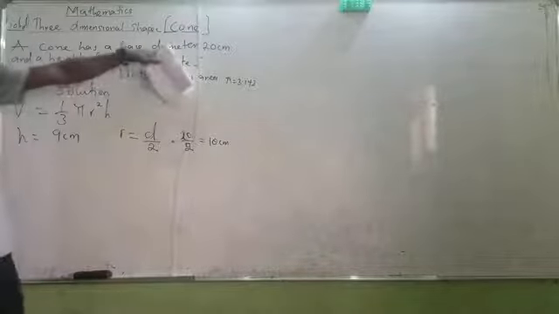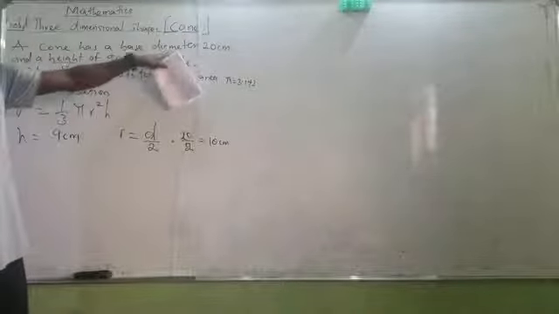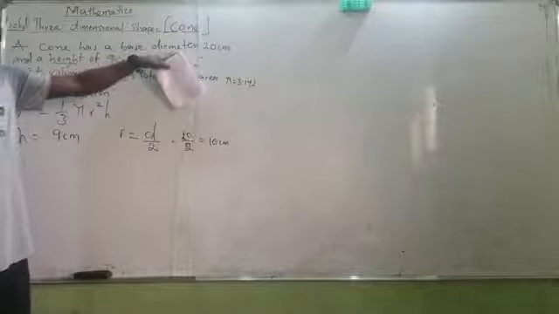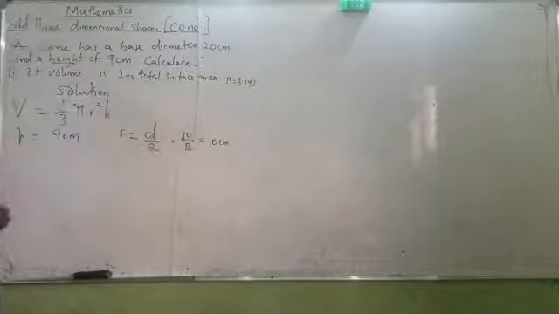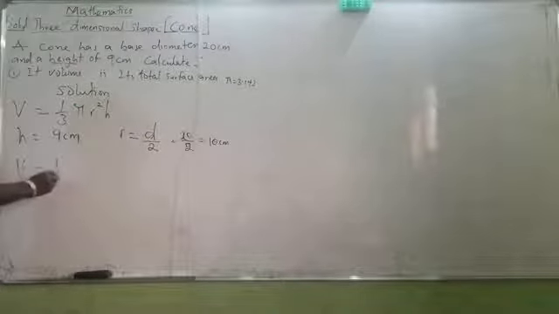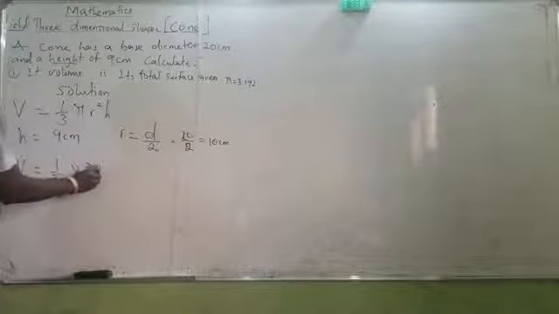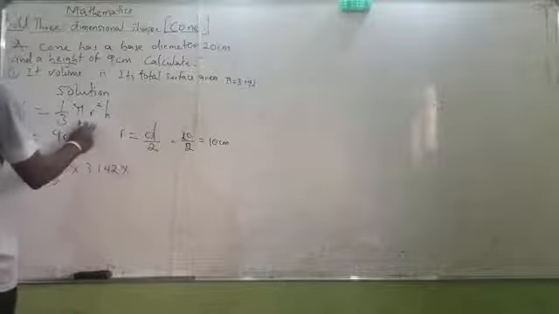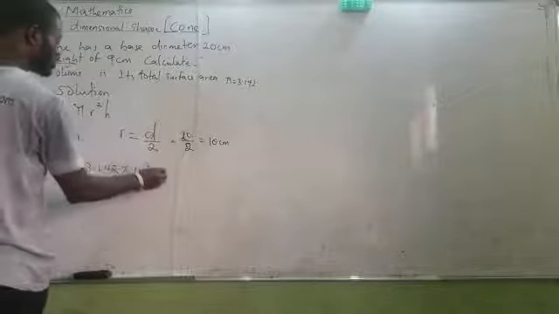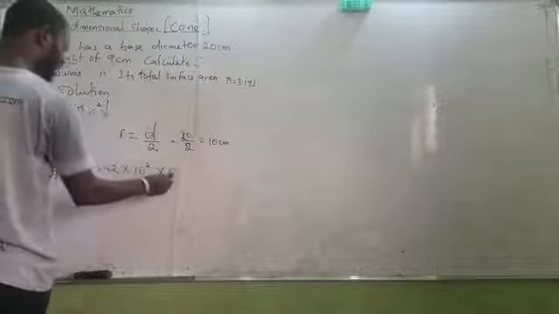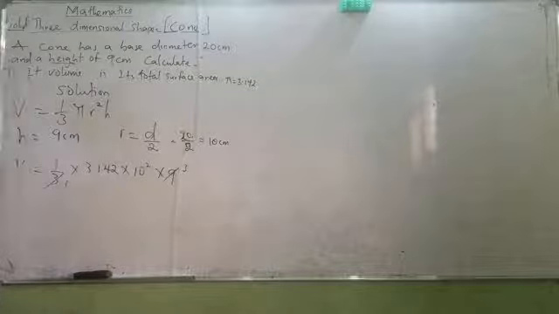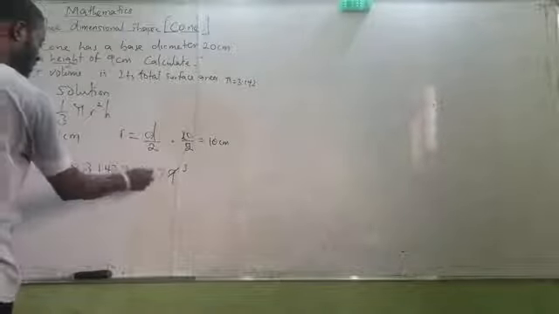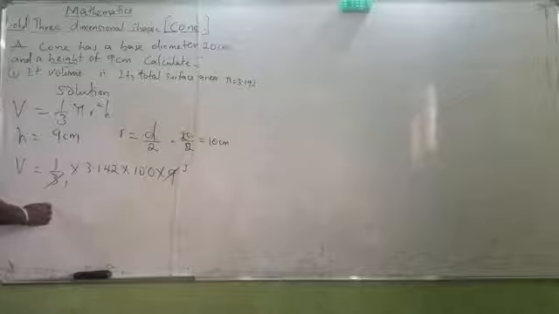The question came as a diameter, not a radius. Now, my radius equals 10 centimeters. I can also say that my volume equals one third multiplied by 3.142 multiplied by 10 squared multiplied by the height, which is 9. Here 1 over 3 cancels with 9, and here will be 100. Take note of this.